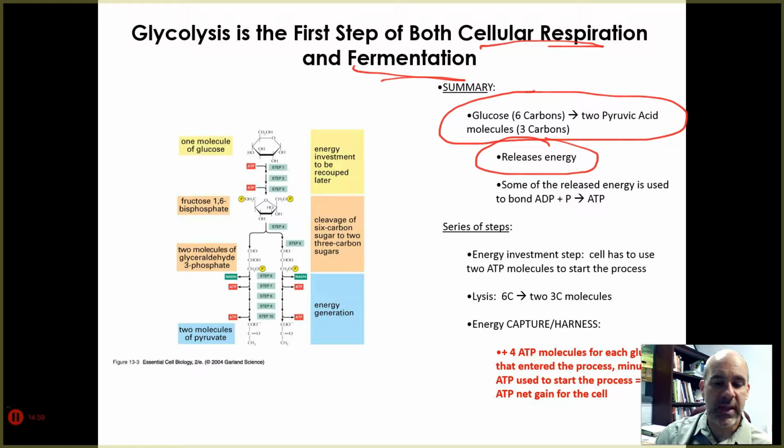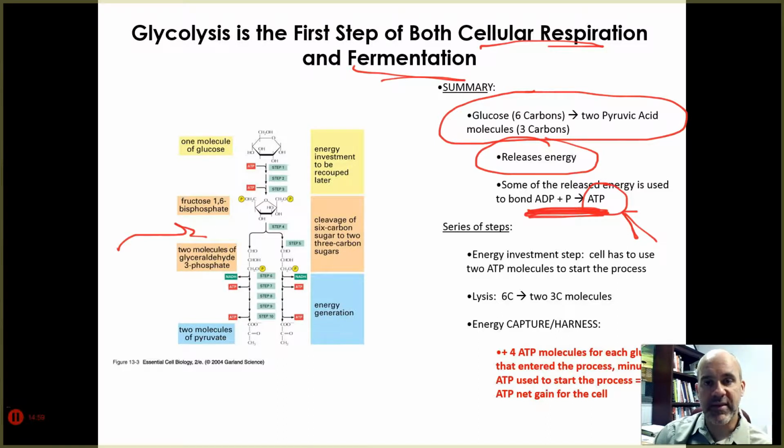And what do we know about catabolic processes? Those release energy. Some of that energy is harnessed, and it's used to take ADPs and phosphates and link them together to make ATP. So that's the whole goal here. We're trying to make these guys. We need to make as many ATPs as we possibly can. So that sounds pretty straightforward, but it's actually a process that has 10 different steps, as you can see on this diagram over here.